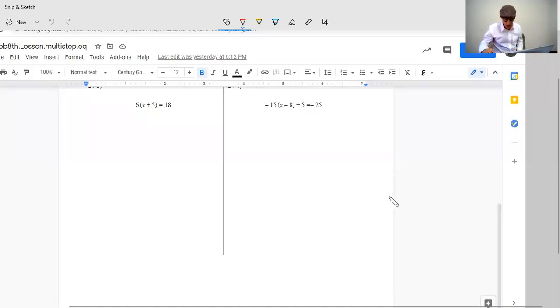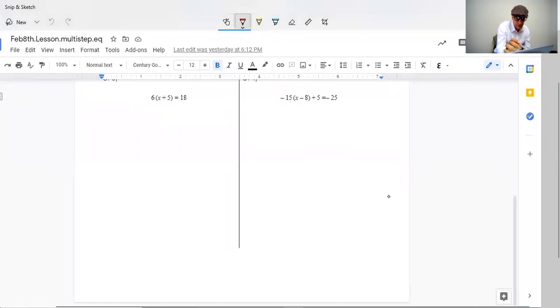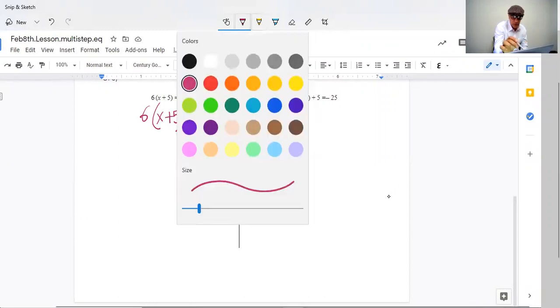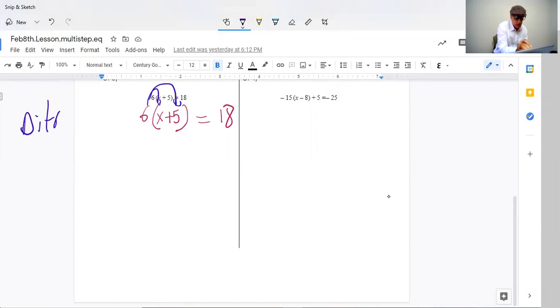All right, so next example, we have 6 times (x plus 5) equals 18. Let me write it bigger. Just like the previous example, let's get rid of the parentheses by distributing. That's the first step, distribute to get rid of the parentheses. So 6 times x is 6x. 6 times plus 5.